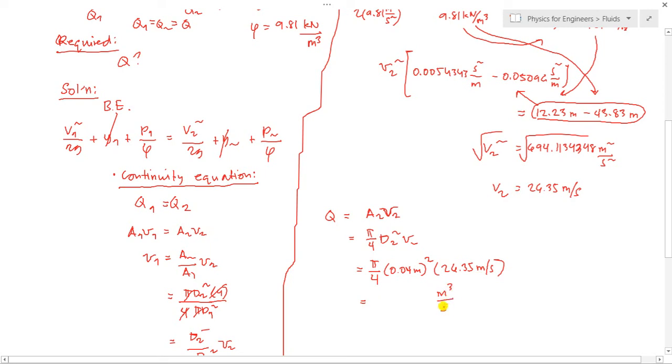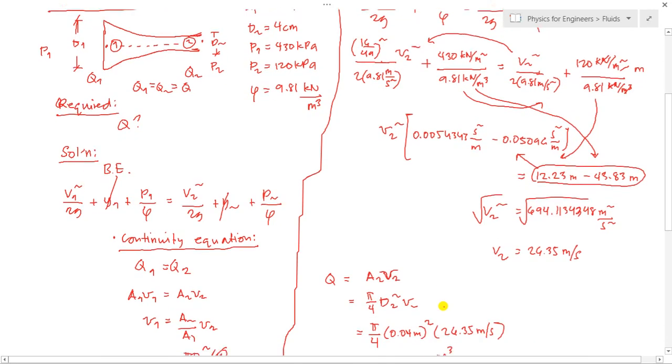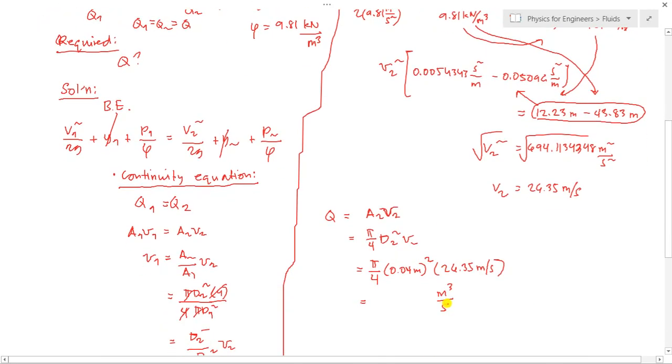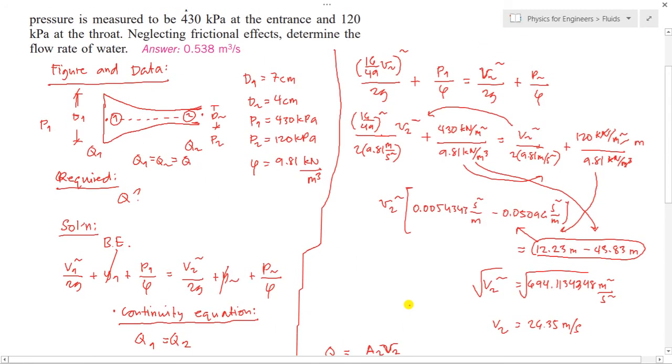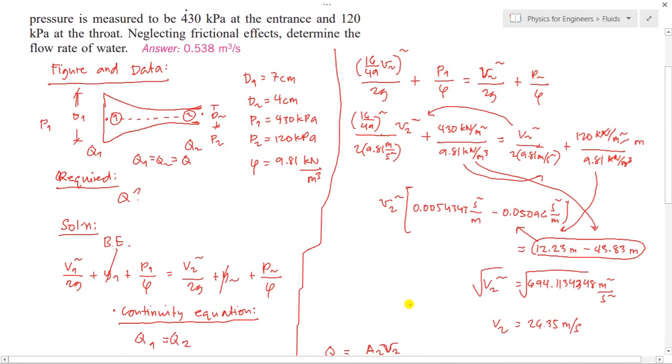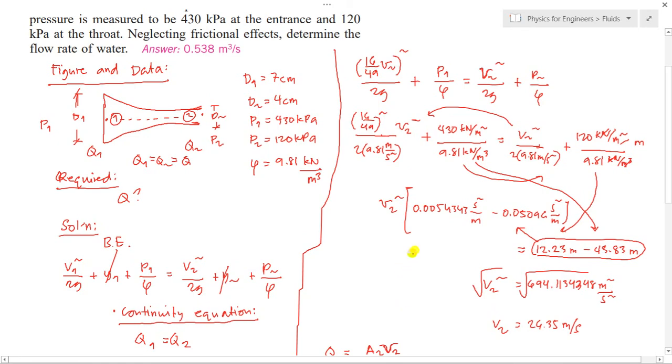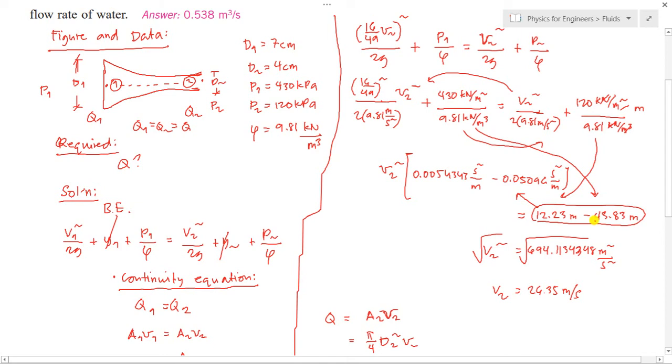So we simplify: pi over 4 times 0.04 squared times 26.35. The answer is 0.033. Okay, 0.033. Oh, actually, 0.538. I think there is an error here. Let us review this part, I think it is this 43.83.